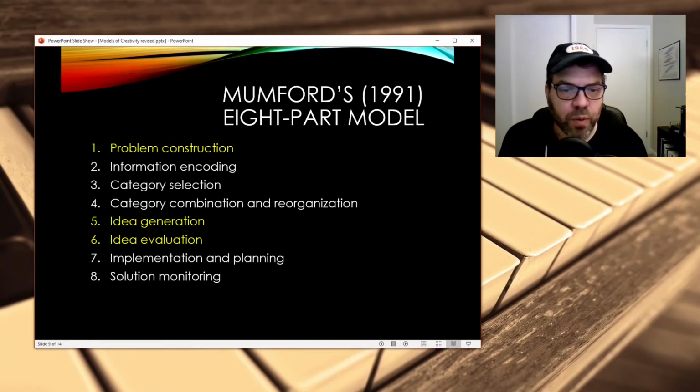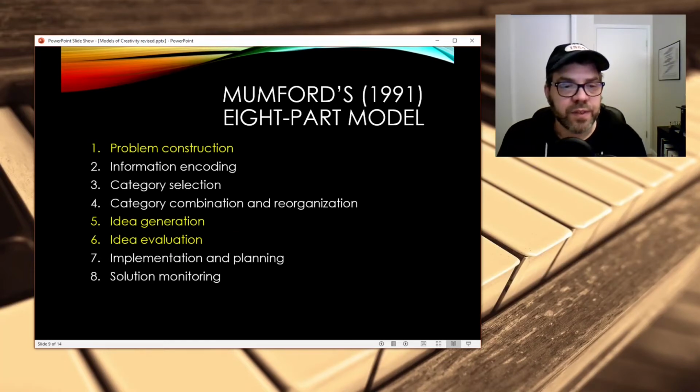I'm not going to go over all of these, but Mumford came out with a model in 1991. It's got 8 categories. Number 1, I put in yellow or highlighted, problem construction, and that goes along with the idea that maybe creativity involves having some type of problem or goal in mind that you're trying to solve or that you're trying to get to the bottom of. And so there's problem construction.